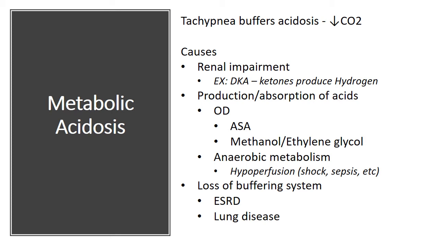And finally, the last one is that loss of a buffering system, such as end-stage renal disease, where the kidneys and the liver can't filter everything that they need to, and they can become really acidic. Or if there's major lung diseases, because the lungs are used to buffer metabolic issues. So if the lungs are impaired, those too will disrupt that buffering system.